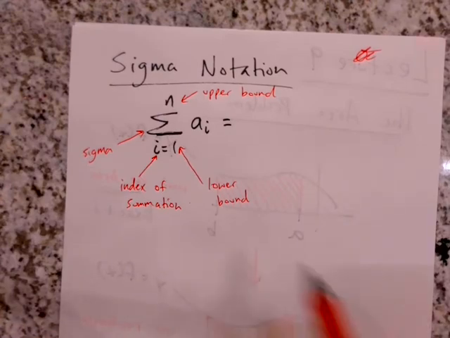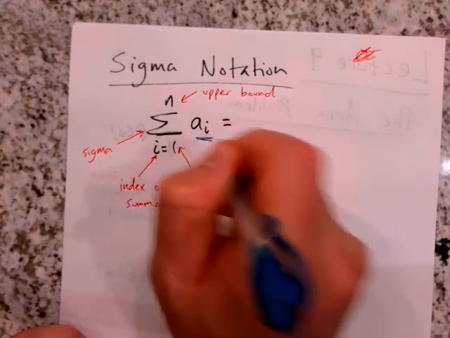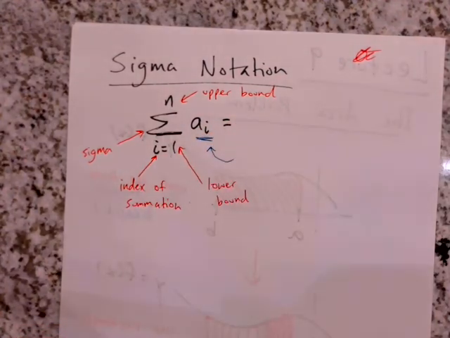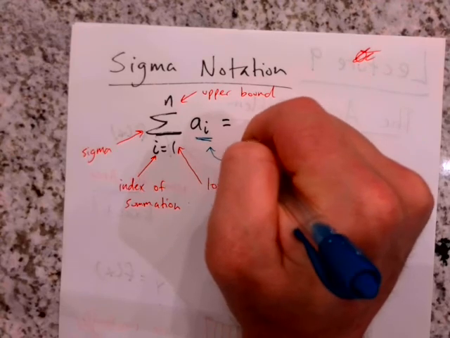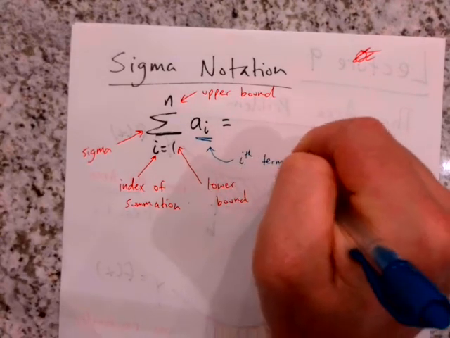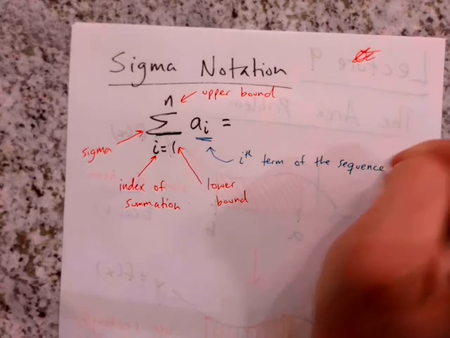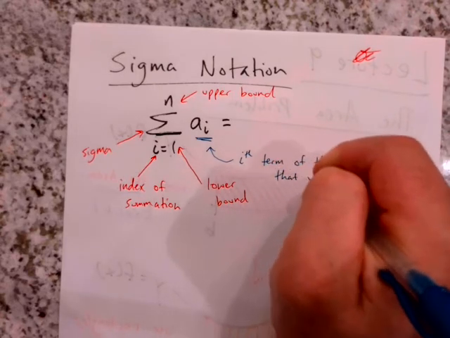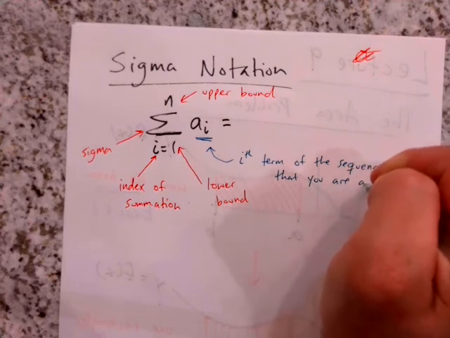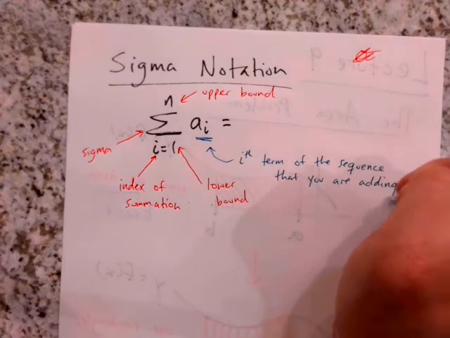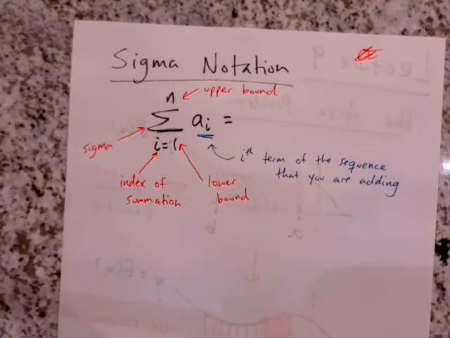And what you do is you have this right here, which is the formula that gives the ith term of the sequence of the sum that you're trying to add up. So this is the ith term of the sequence that you are adding up. We'll do an example, which will make it all pretty clear.